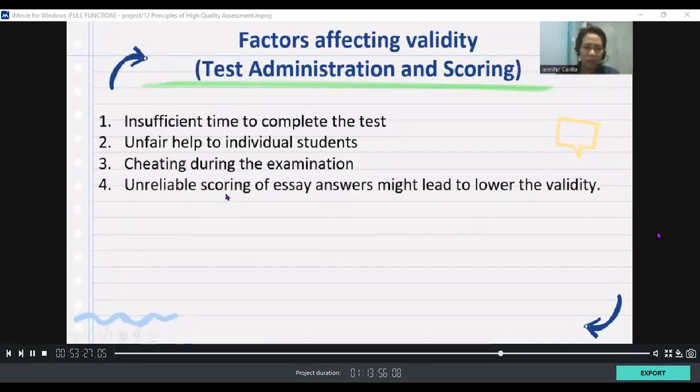4. Unreliable scoring of essay answers might lead to lower validity. So that is why for the essay, put it at the back part of the test or answer sheet, or give a separate bond paper. We blind it, meaning when you check the essays of the students, you should not look at the name, so that you will not be influenced by bias.